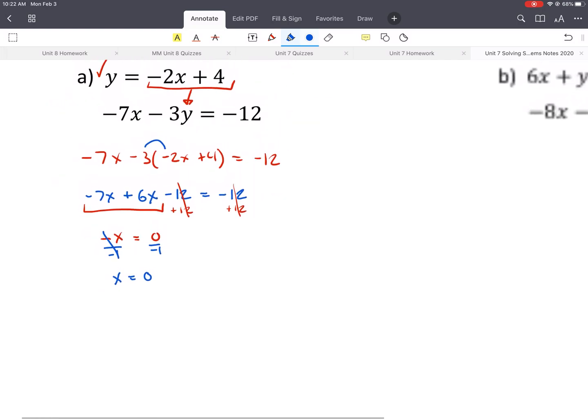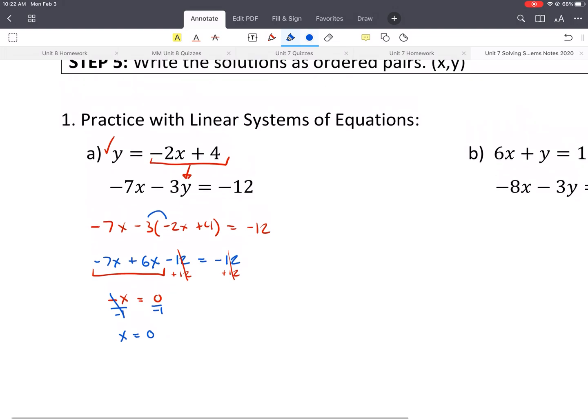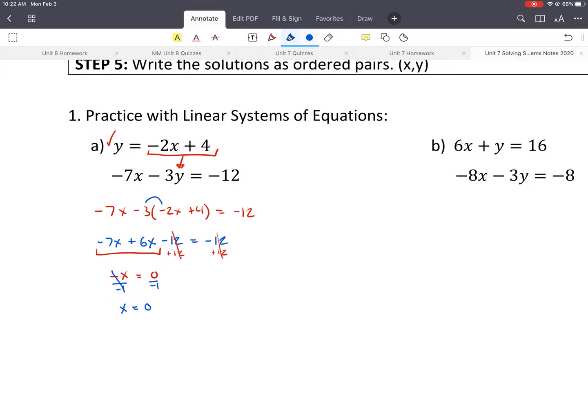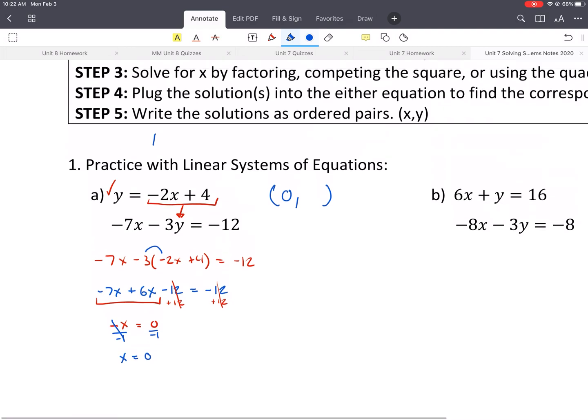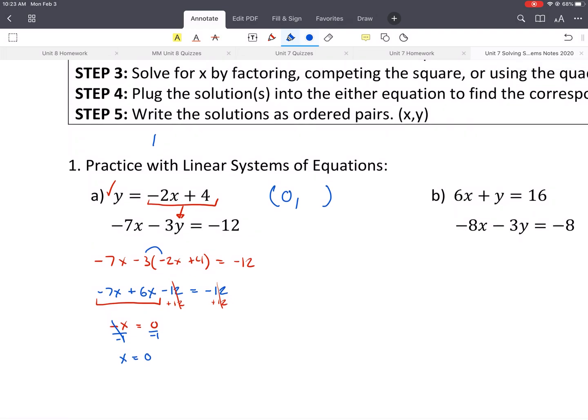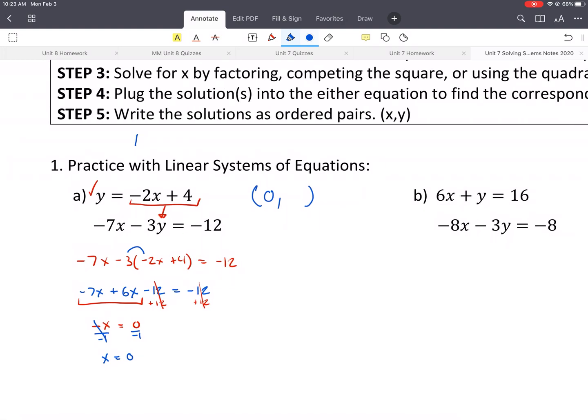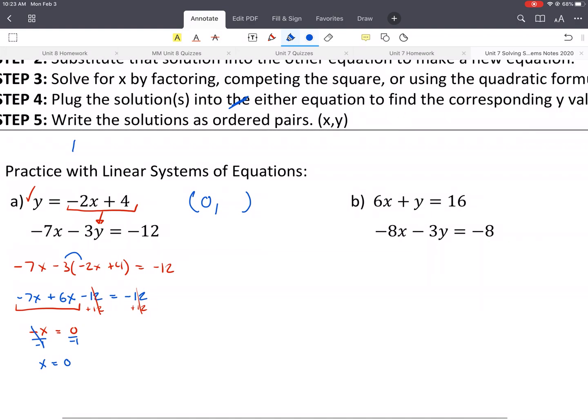So that's great. We know what x is, but we don't know what y is. All of our answers, just like in our last unit, we need to make sure are written as ordered pairs. So we have the x. For our answer, we have x is 0, but what is y? Our step says plug the solution or solutions into either equation to find the corresponding y value.